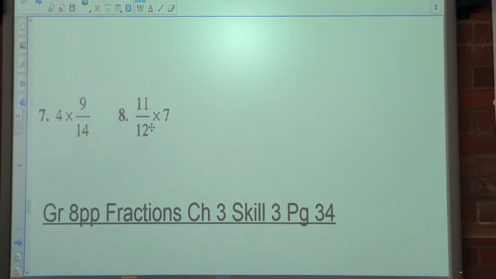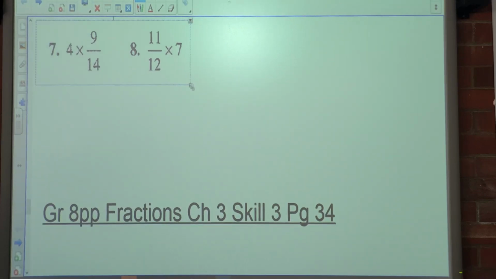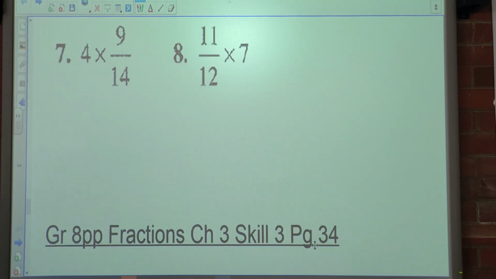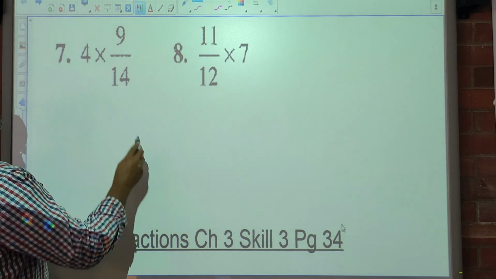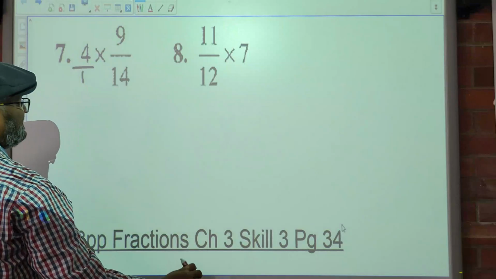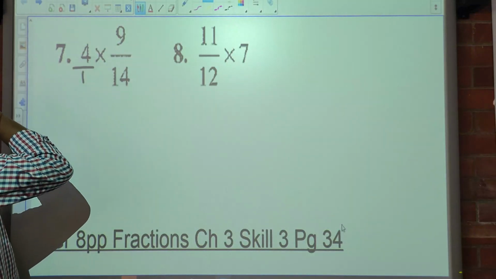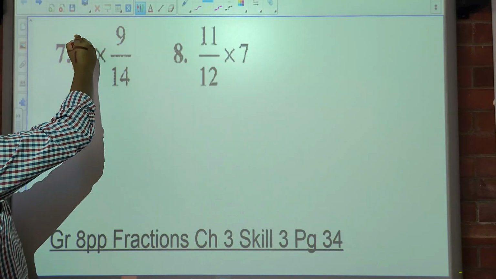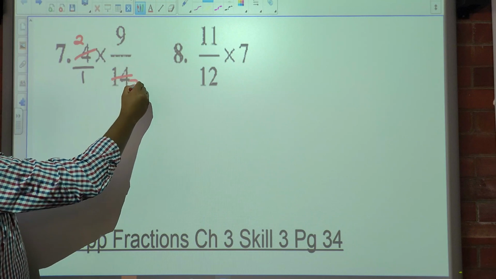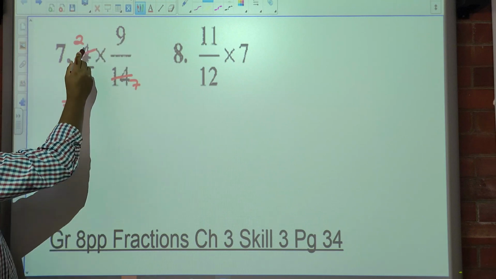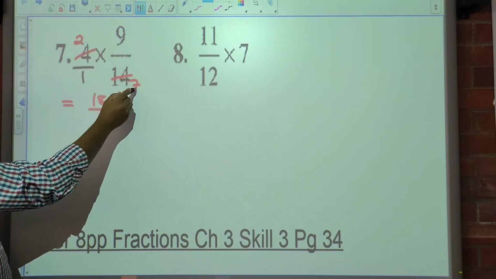Number 7. Is there any numerator and denominator you can cancel here? Yes. What number goes into 4 and into 14 without remainder? 2. 2 goes into 4 twice, into 14? 7. 2 times 9 is? 18. 7 times 1 is?